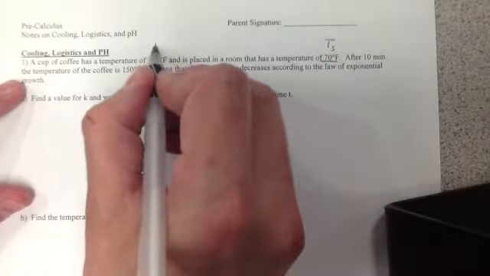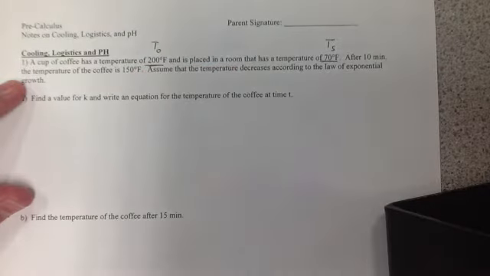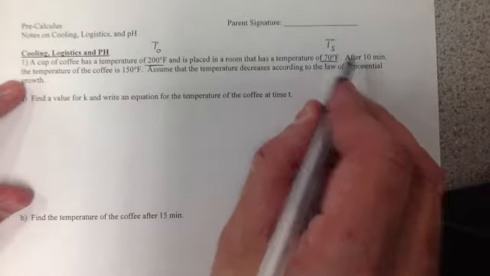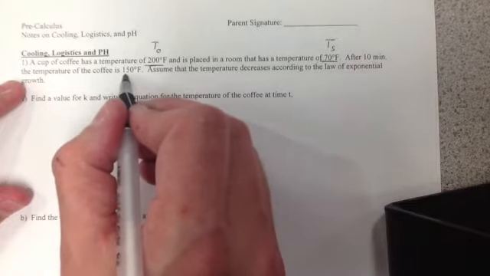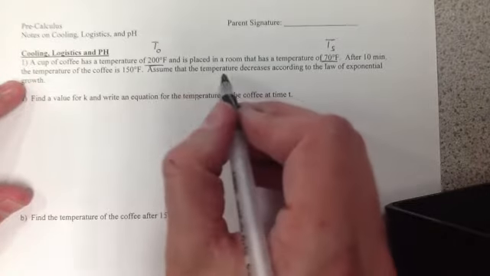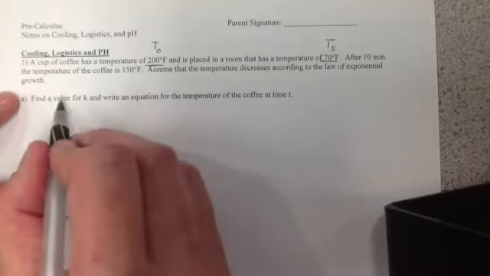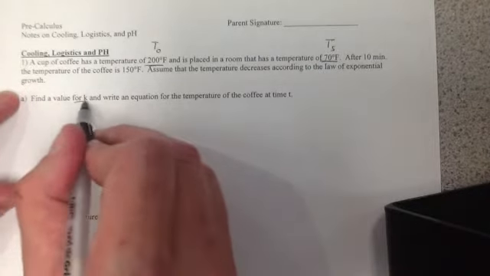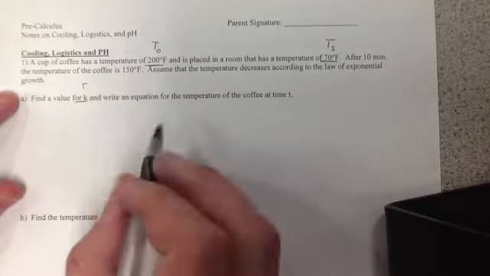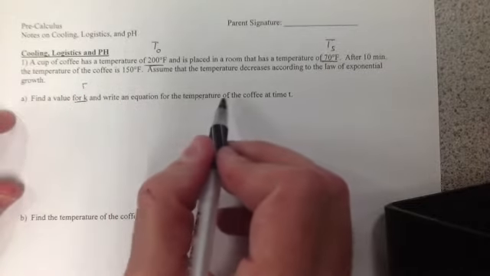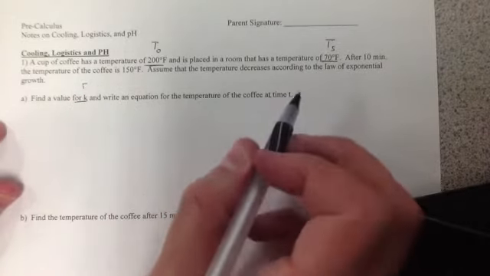The 200 degrees, we call that the initial temperature. After 10 minutes, the temperature has cooled to 150 degrees. Assume that the temperature decreases according to the law of exponential growth. Find the value for K. Now, K for us is the rate. It's the same thing as R. And write an equation for the temperature of the coffee at time T.